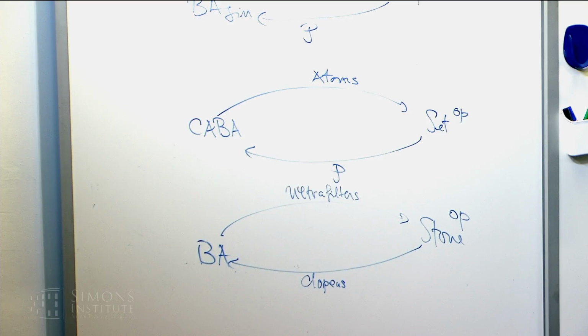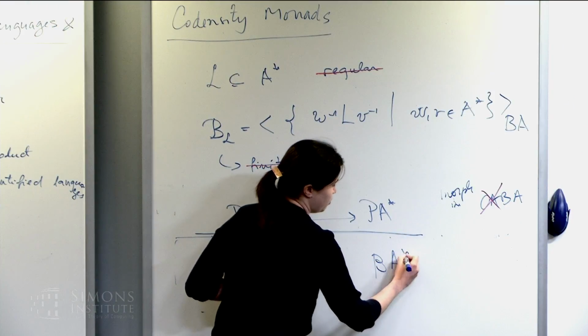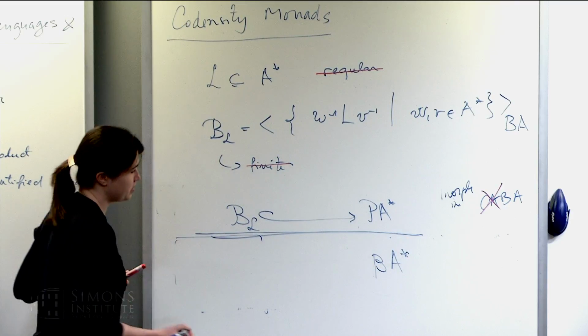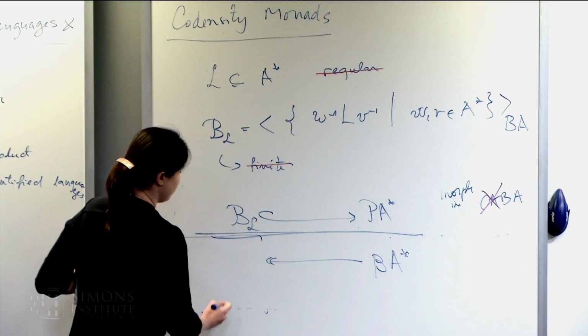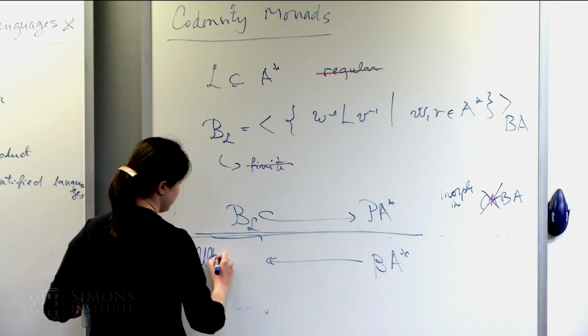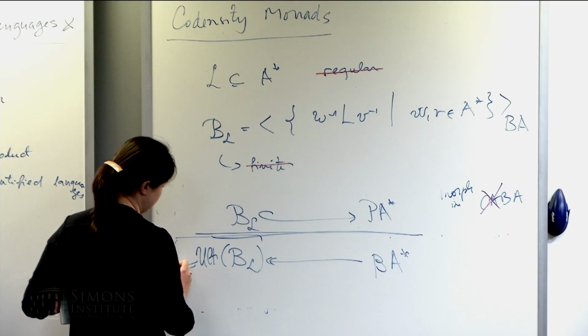And here, what I will do, I will have to look at the dual of the power set of A star, which are the ultrafilters here. So it's the Stone-Čech compactification of A star. And I will have a quotient to the ultrafilters of the Boolean algebra generated by L. Let's call this XL.